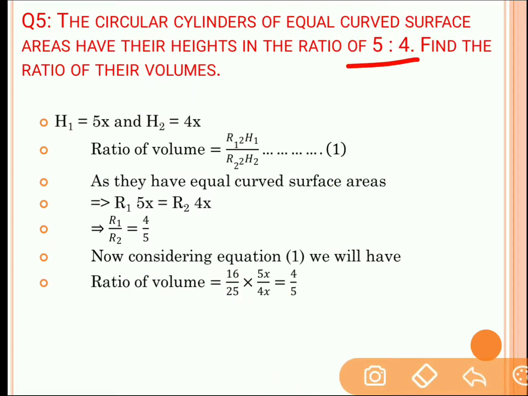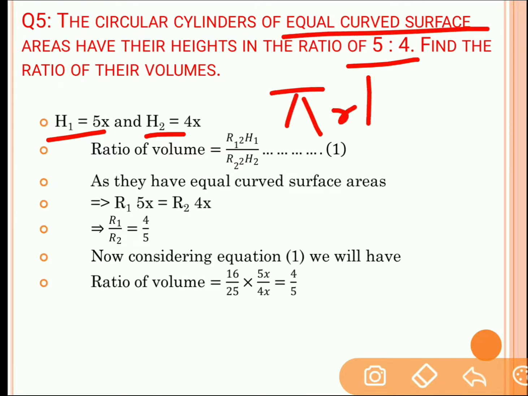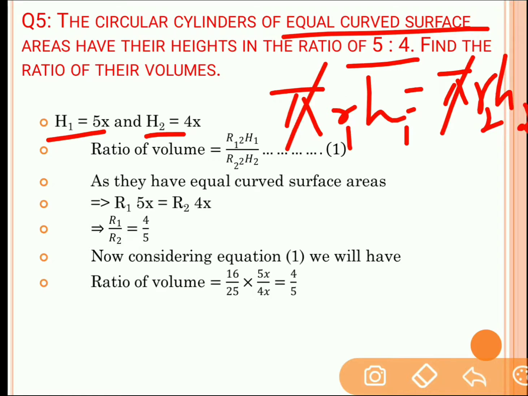Now height ratio is given as 5:4. So let's say that for the first cylinder the height is 5 times x and for the second cylinder it is 4 times x. They have equal curved surface area. The curved surface area of the cylinder is 2 pi rh. So pi r1 into h1 is equal to pi r2 into h2. Pi gets cancelled, so you will get r1 h1 is equal to r2 h2. So r1 into 5x is equal to r2 into 4x, and you will get r1 by r2 is equal to 4 by 5.